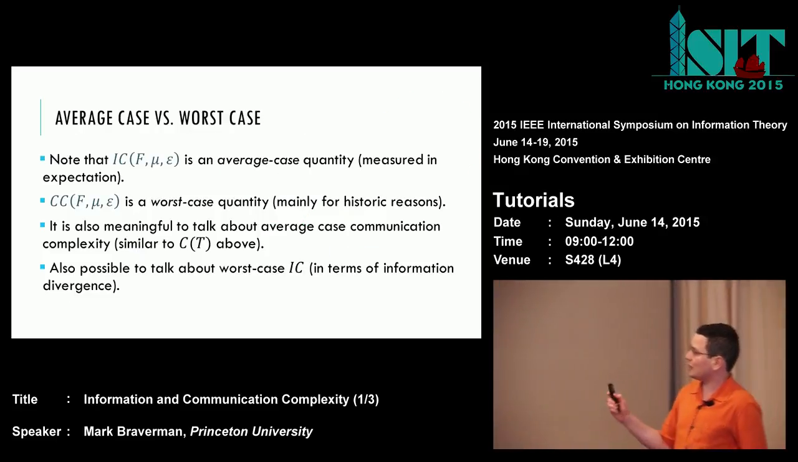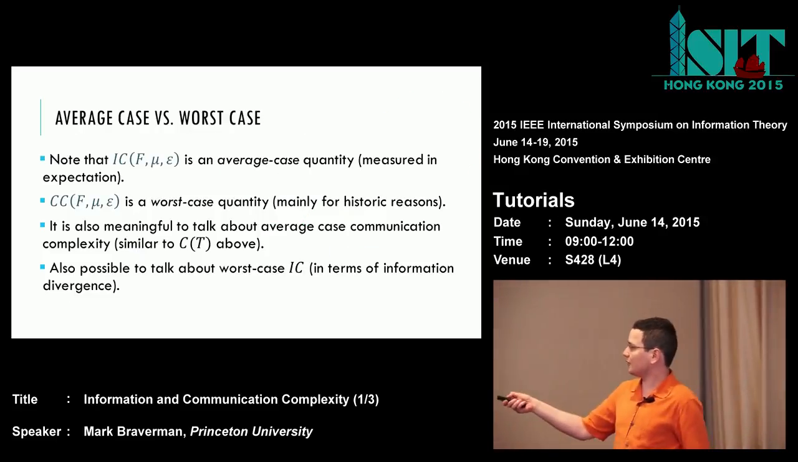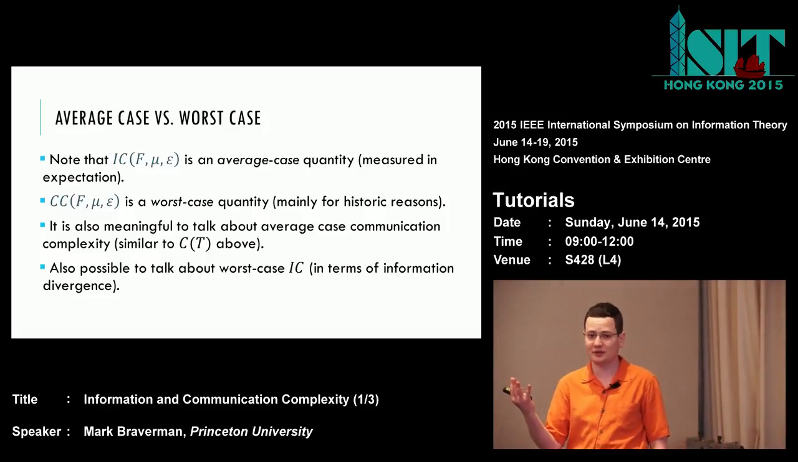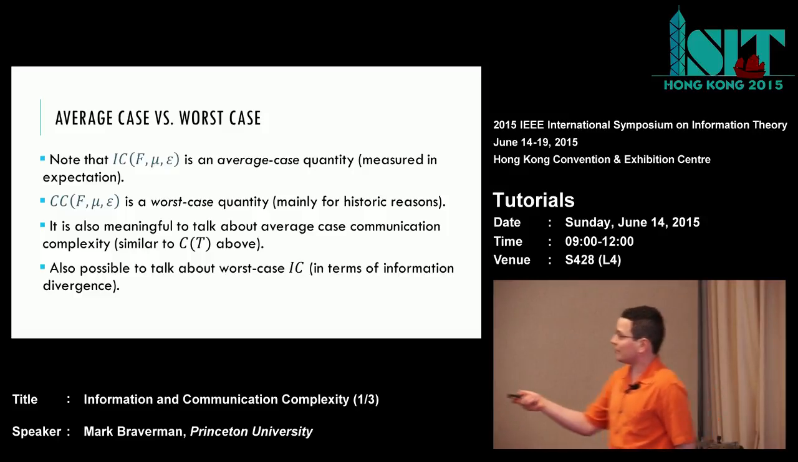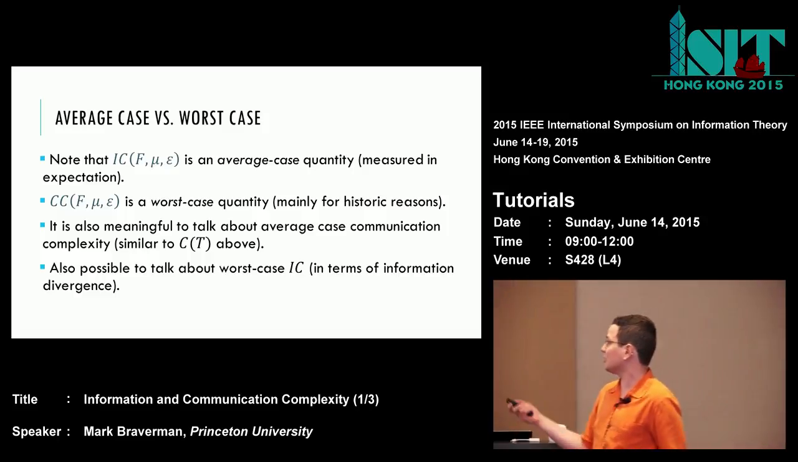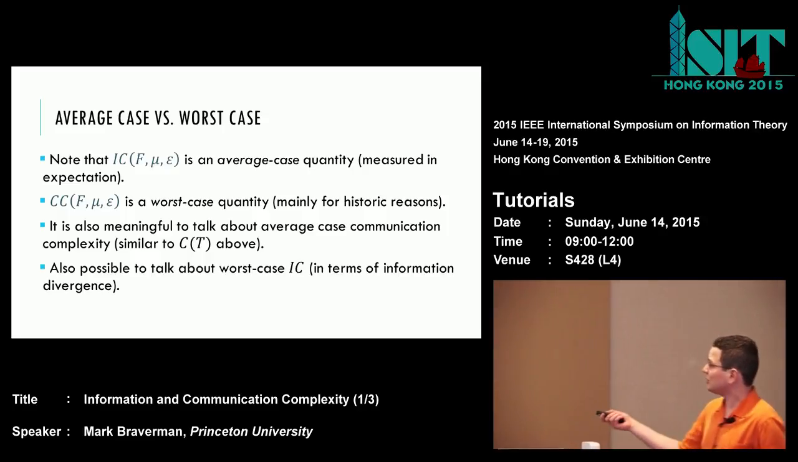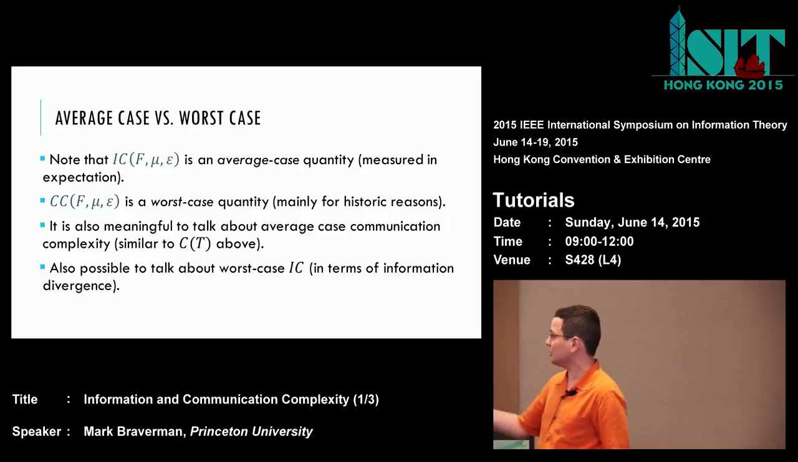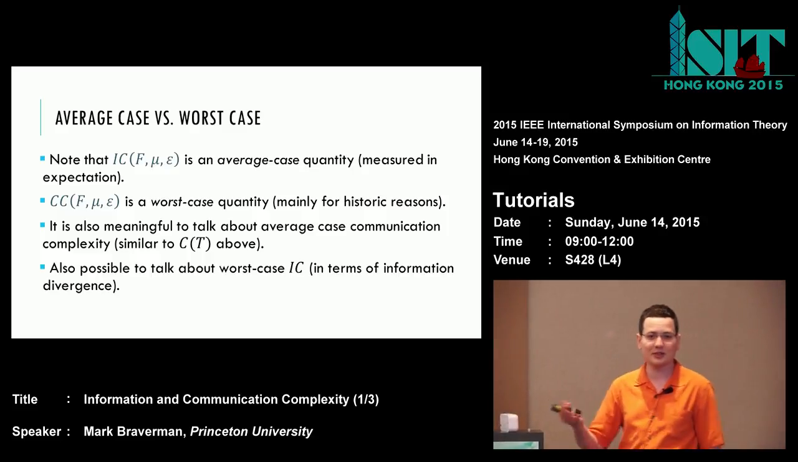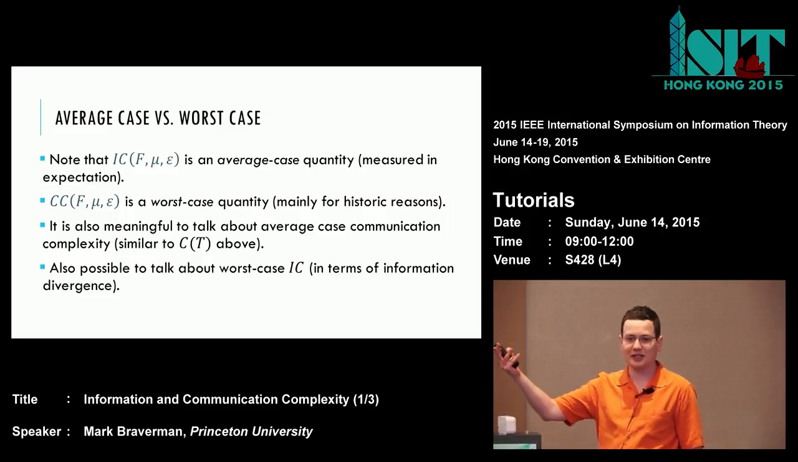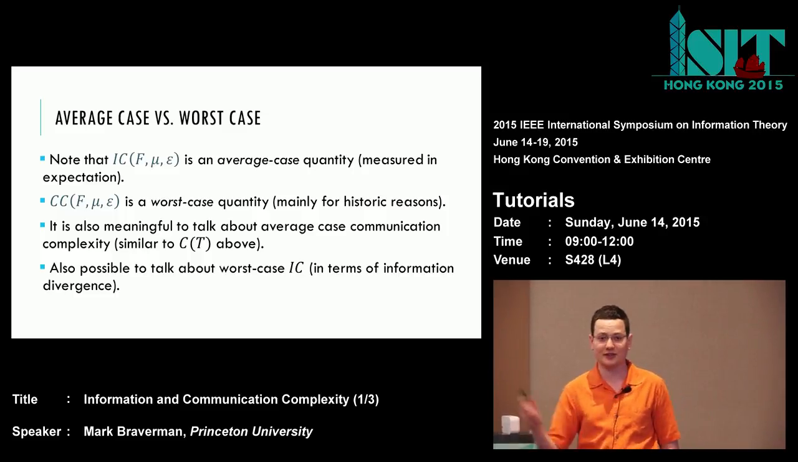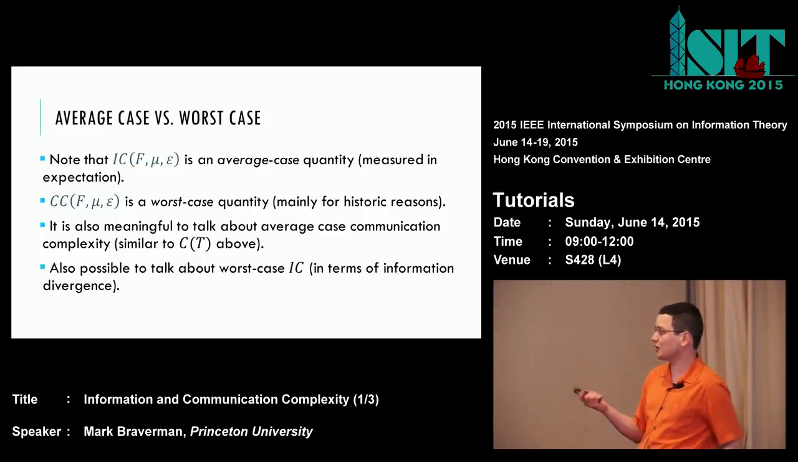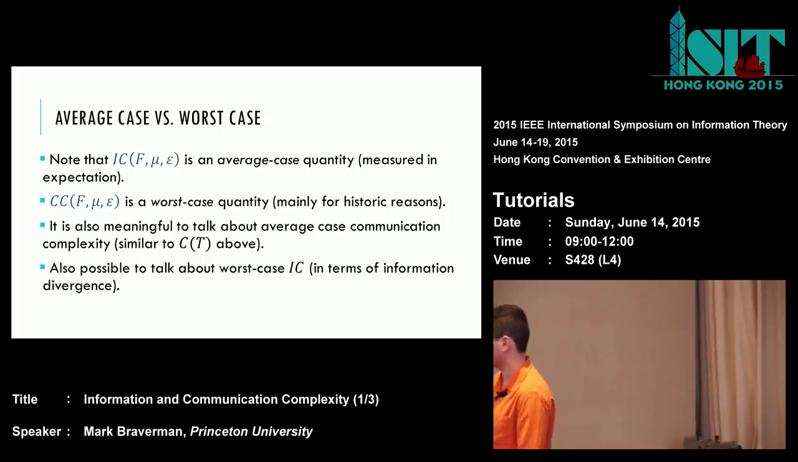Another remark is that information complexity, just by definition, is an average case quantity, just like entropy is an average case quantity. Whereas communication complexity is a worst case quantity, even though it is meaningful to talk about average case communication. Mainly for historic reasons, people talk about worst case communication. Remember that C of t, the way I phrased it before, actually was average case, the 5/3. As long as the error is constant, because of Markov's inequality, it actually doesn't matter.